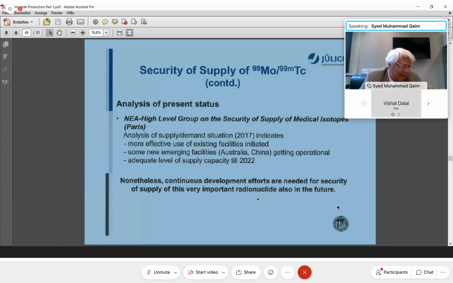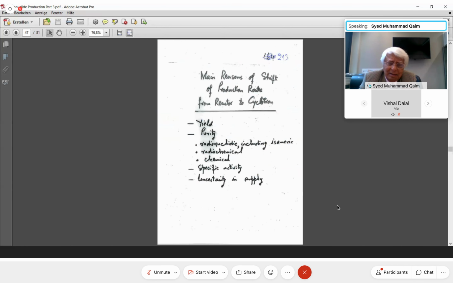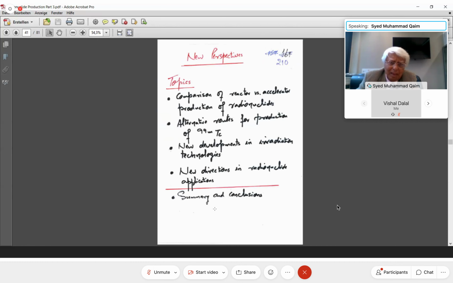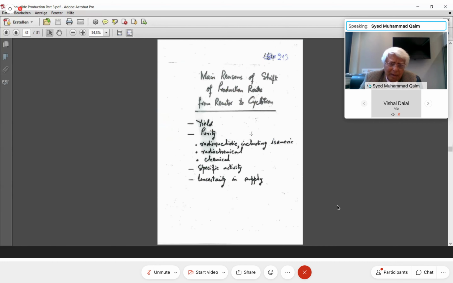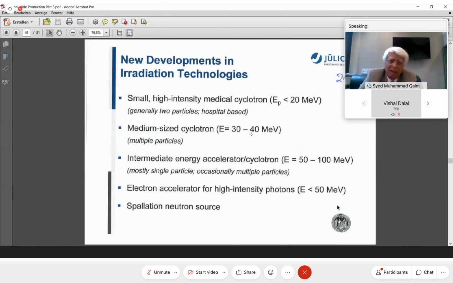So with this was the second topic. If I can go back here, in the lecture I told you the comparison of reactor and accelerator production. We have done our alternative routes for production of technetium-99m. I come now to new developments in radiation technologies. What are the new developments in radiation technologies?